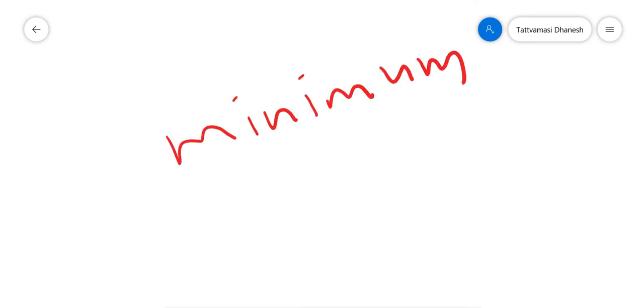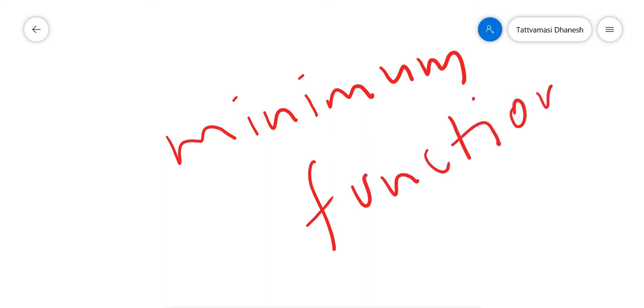So gradient descent is an iterative optimization algorithm used to find the minimum of a function. This is gradient descent. Let's start.